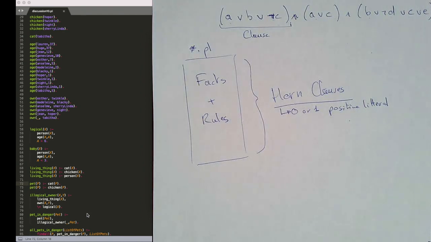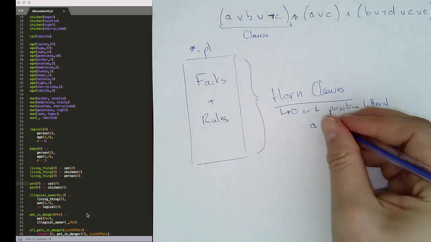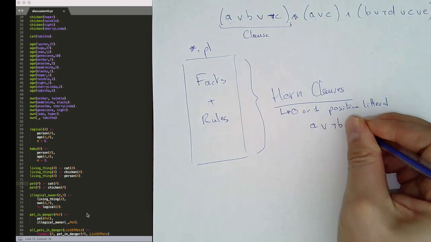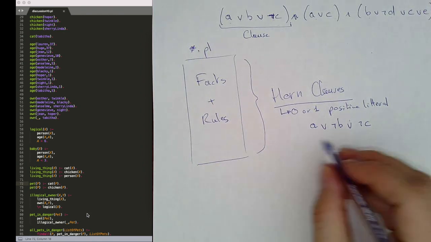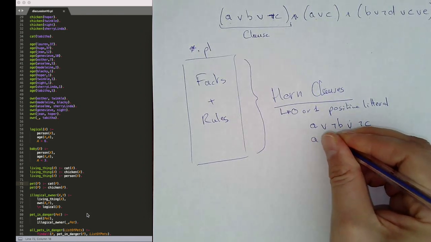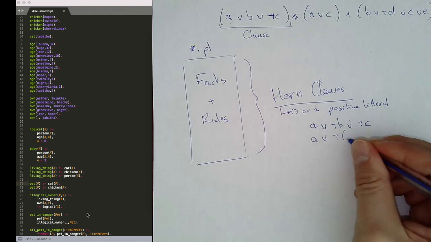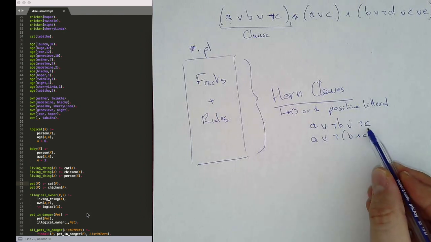Okay, so if you have 0 or 1 positive literal, let's take the case of 1 positive literal. What does it look like, right? You're going to have something like A or not B or not C. And this can be changed, using the basic rules of logic, into A or not (B and C), because not (B and C) is the same thing as not B or not C.